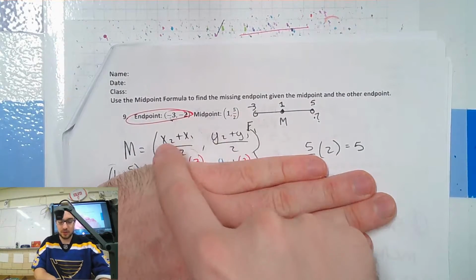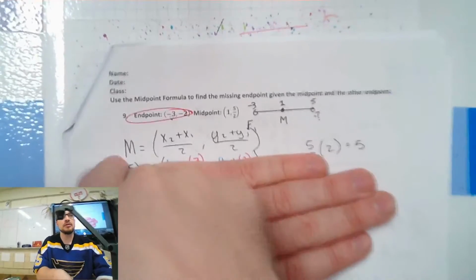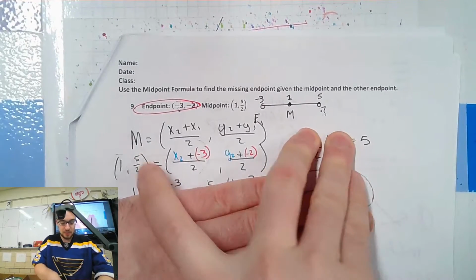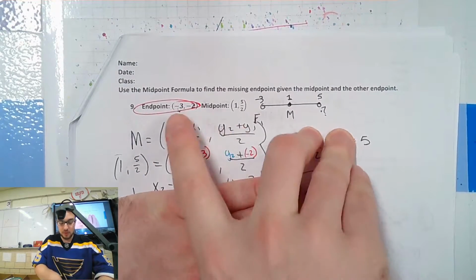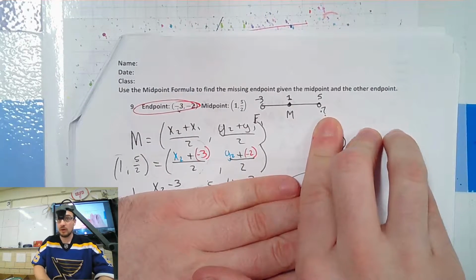A lot of you guys want to plug the midpoint in here. That's what M means. That's the midpoint. So M is the midpoint. I plugged in for X1 and Y1. I left X2 and Y2 alone because that's the point I'm looking for.